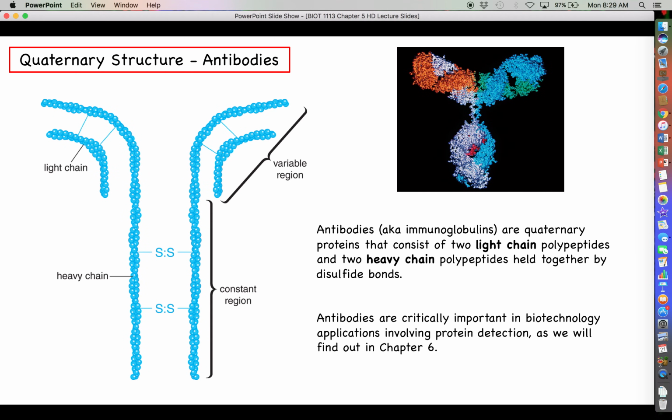So we're not going to talk a whole lot about antibodies just yet. We will talk a little bit about them, but we are going to find out in the next chapter that antibodies are very, very critically important in biotechnology applications that involve protein detection.